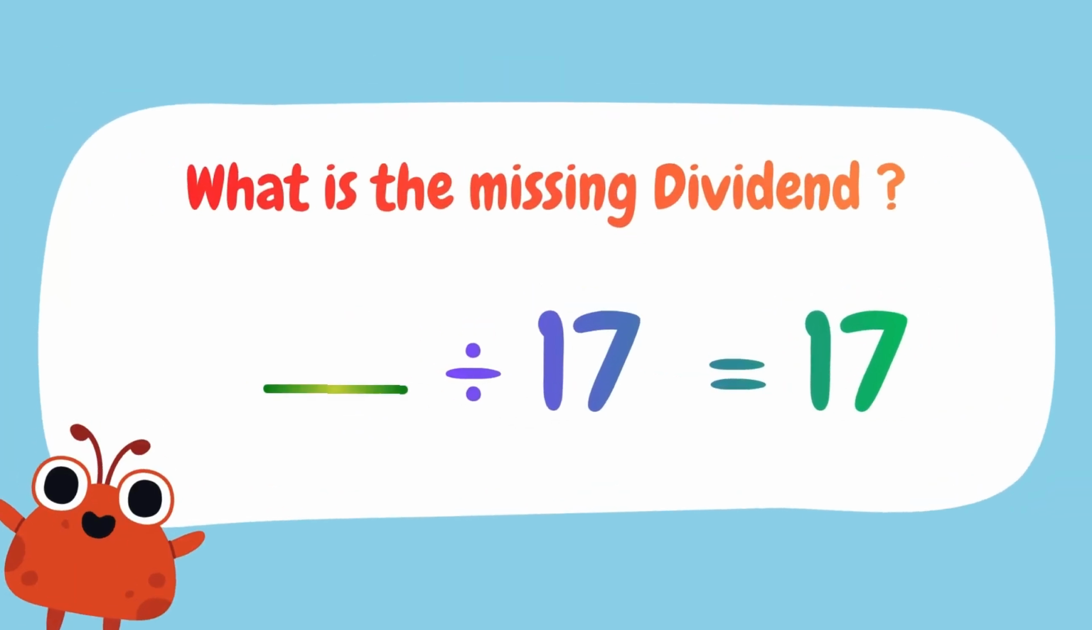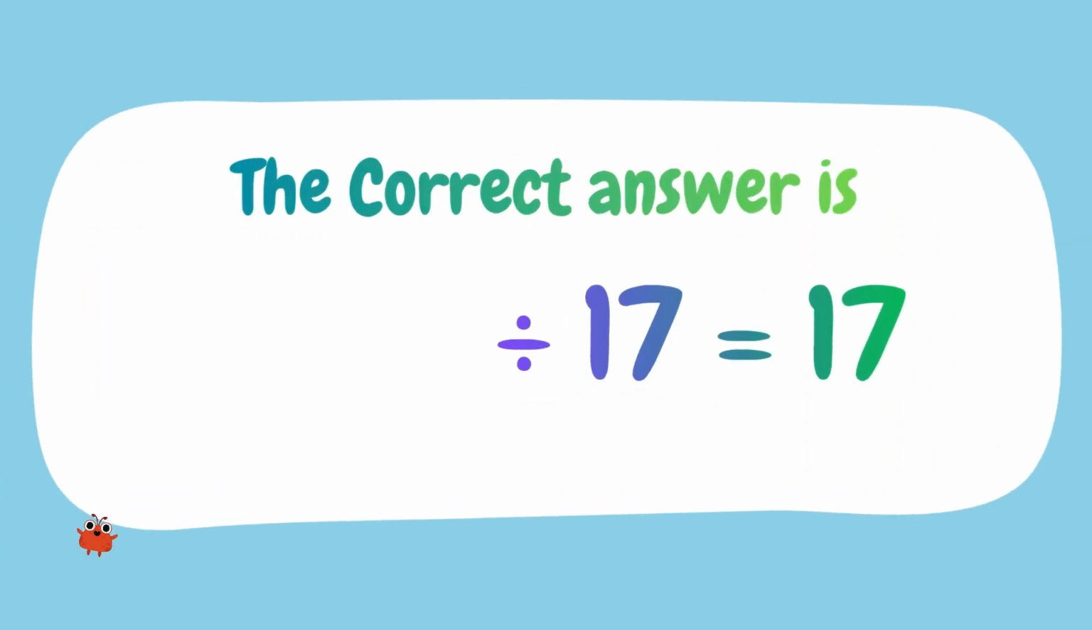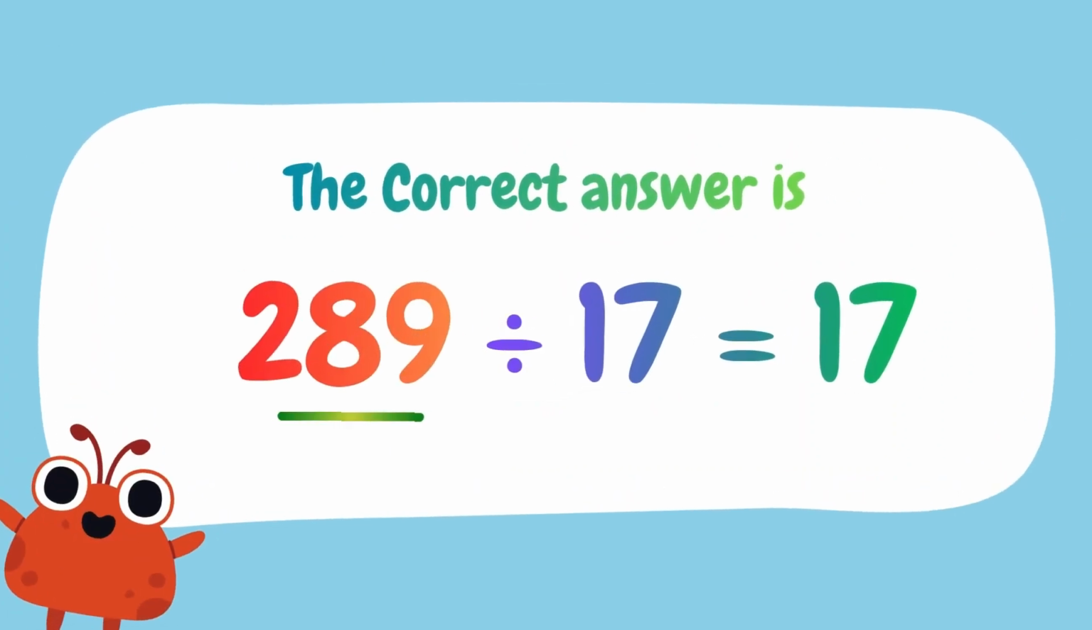What is the missing dividend? The missing number is 289. 289 divided by 17 equals 17.